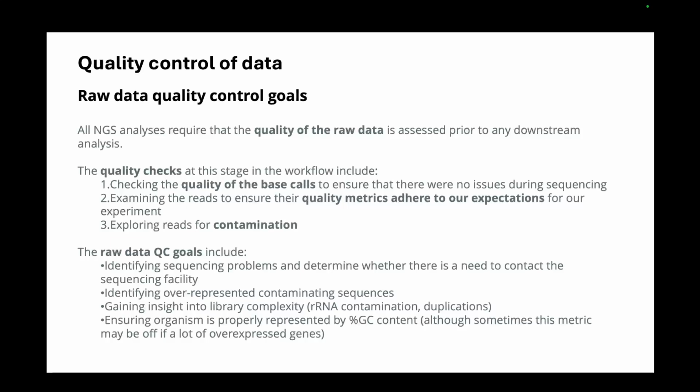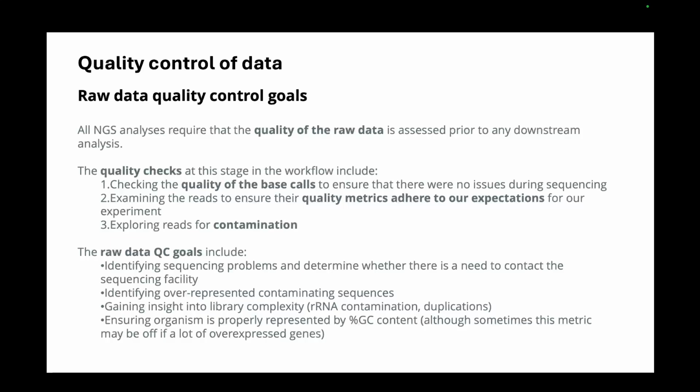Now we come to quality control. There can be various types of quality control. So checking that the quality of the base calls is above a certain value to ensure there were no issues during sequencing. Examining the reads to ensure that the quality metrics adhere to our expectations, and exploring reads for contamination. This is very common and very important. The raw QC goals include identifying sequencing problems and determining whether you need to resequence, or whether this will work.